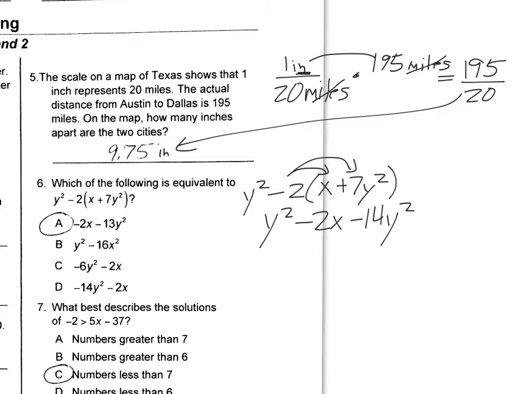Then I simplify. These are like terms. Remember, what's in front of this y squared is a 1. So if I take 1 minus 14, that gives me negative 13y squared minus 2x, which is this one. They just wrote it in a different order.